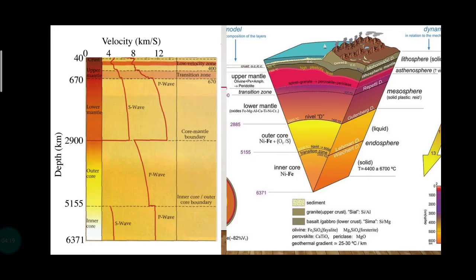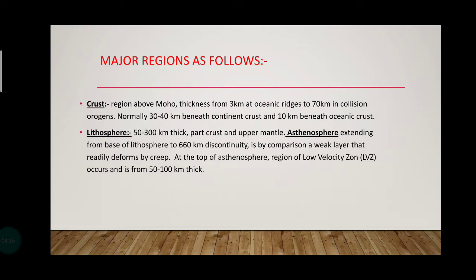Below the crust there is the lithosphere, a solid portion. And we found that there is a Mohorovicic discontinuity, the region below the crust. The lithosphere has a thickness of up to 50 to 300 kilometers and consists of the crust and upper mantle.